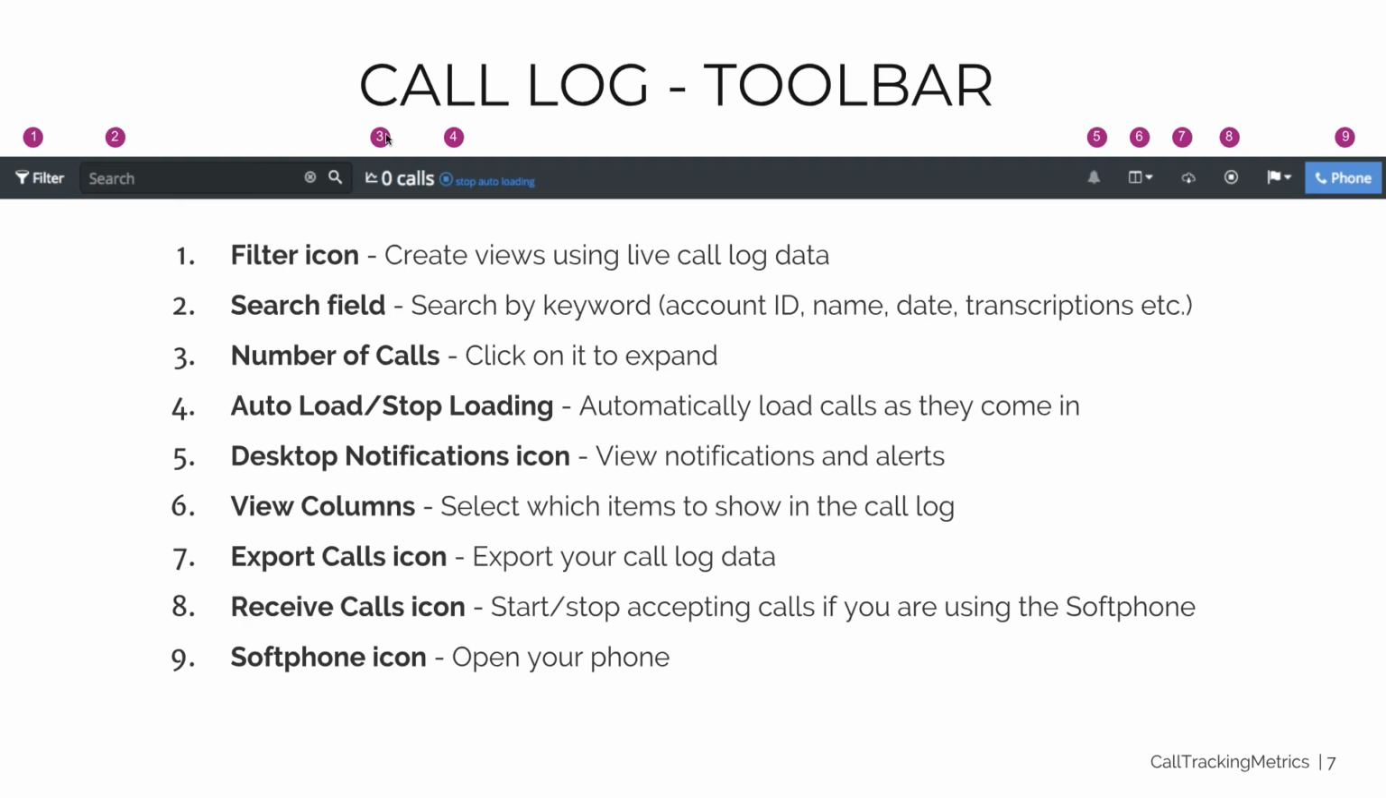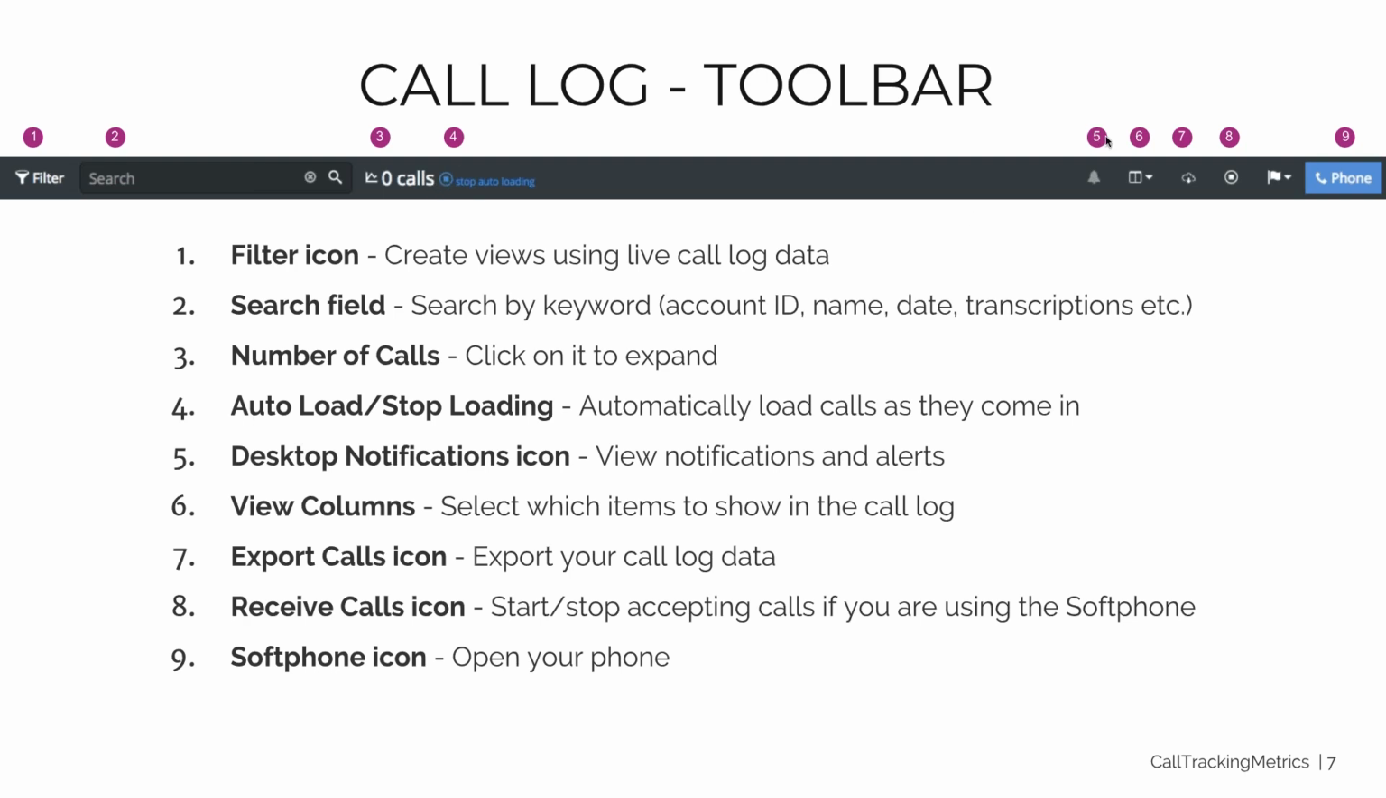Number 3 here is going to be the number of calls that we have. If we click it, it will expand out. Number 4 is to auto load calls, so we can stop that or turn that on. Auto load is really great when you're trying to receive calls, but if you're more of a report manager or you're just trying to look at the call log as a report, you might want to disable the auto load because all your live calls will populate up top. So there are good use cases for both having this on and having that off.